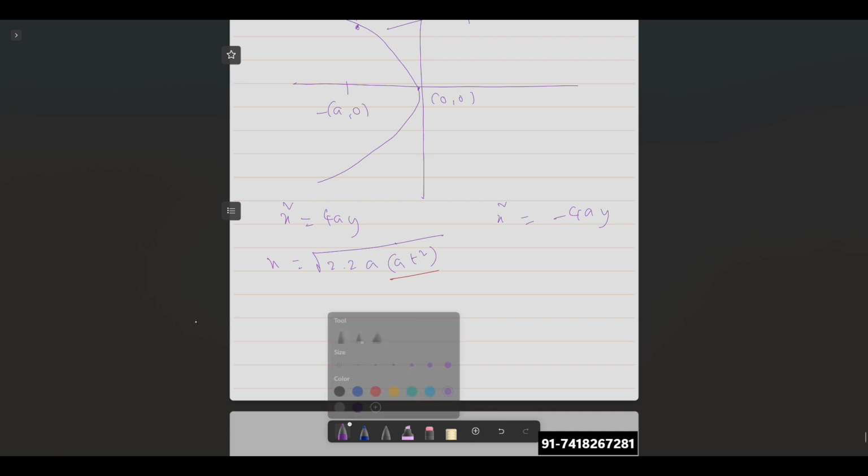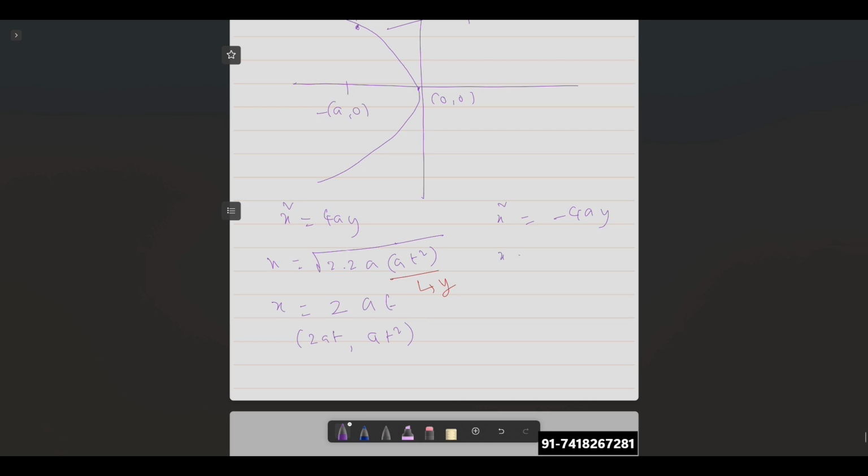Now your x will be that out of 2, 1 2 will come out, a and a will come out, and then t. Now x equal to 2at, and this is your y, this is your x. So now the parametric coordinates will be x will be 2at and y will be at square.